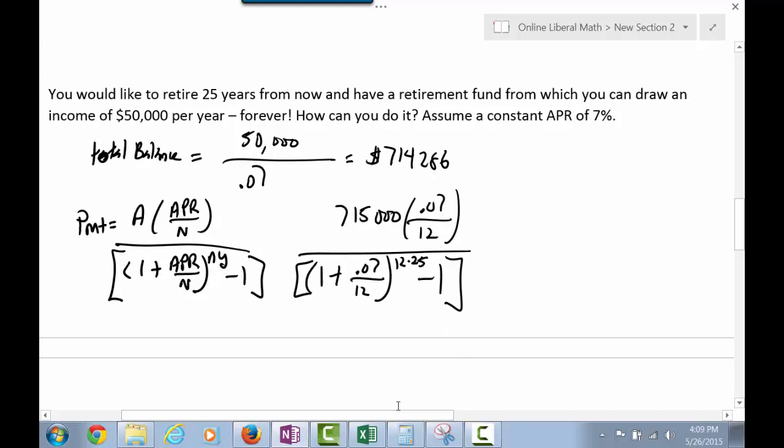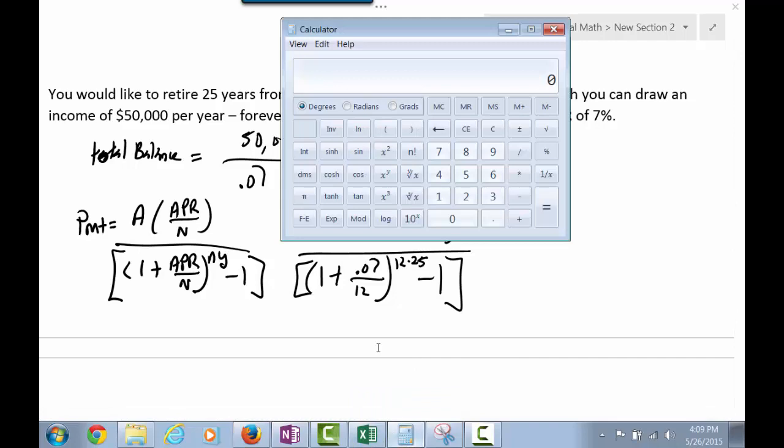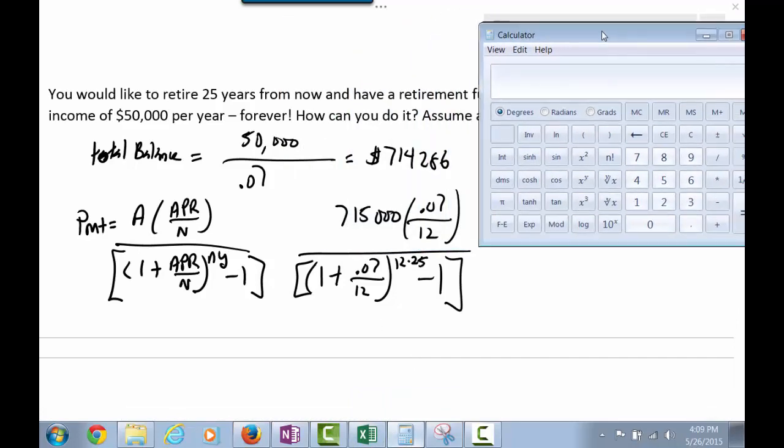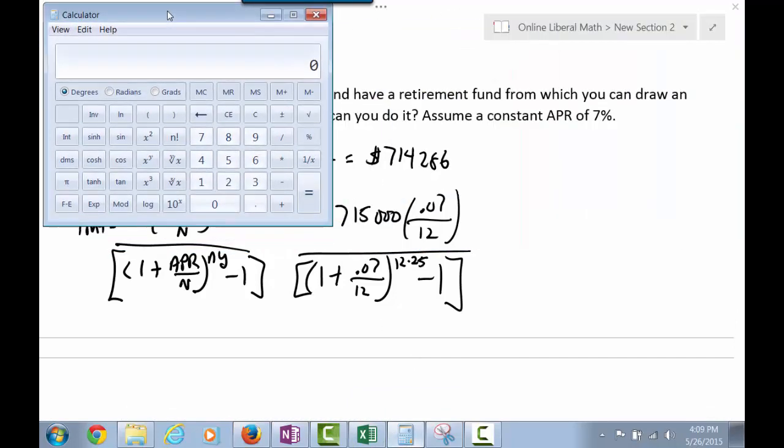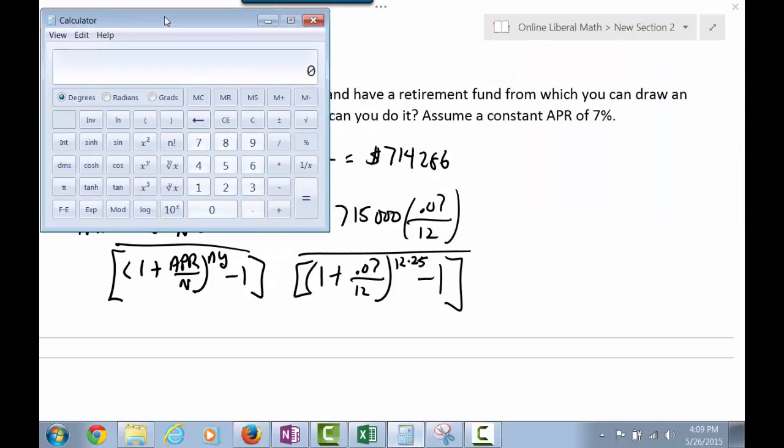This is a very easy one to start showing off, and you get so many parentheses and you don't have enough parentheses. So I'm going to show an approximation method, and then I'm going to go to Excel and do it there. Let me do the 0.07 divided by 12 times the 715,000, and I get 4170.83.